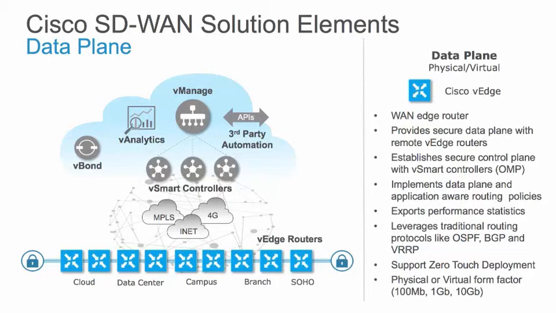It exports performance statistics, leverages traditional routing protocols like OSPF, BGP, and VRRP, supports zero-touch provisioning, and it comes in multiple form factors, from 100 megabits to 10 gigabits.